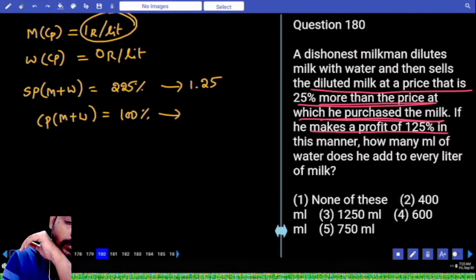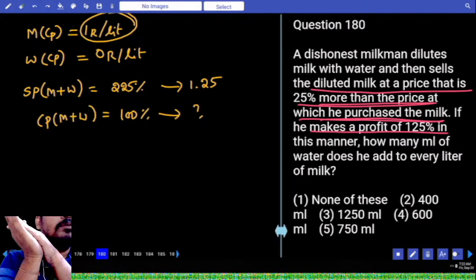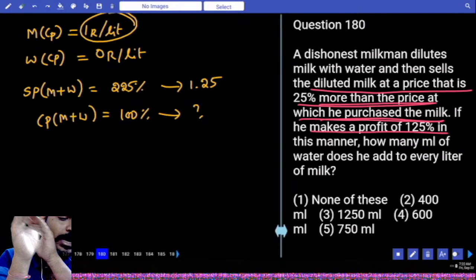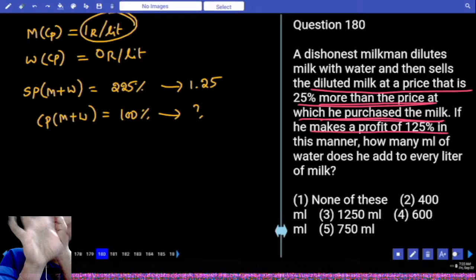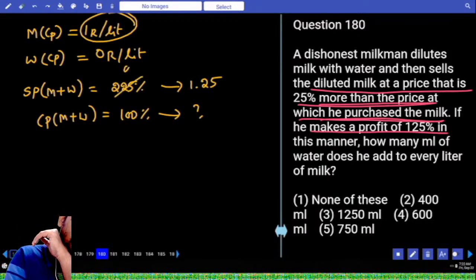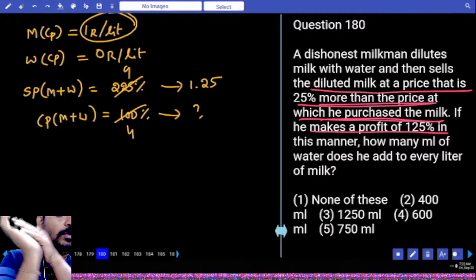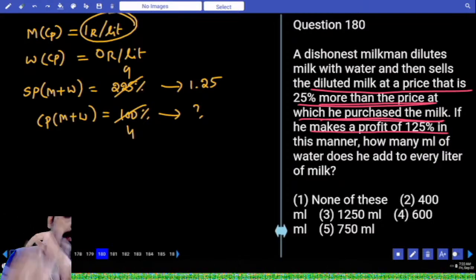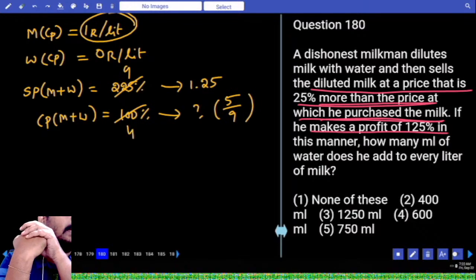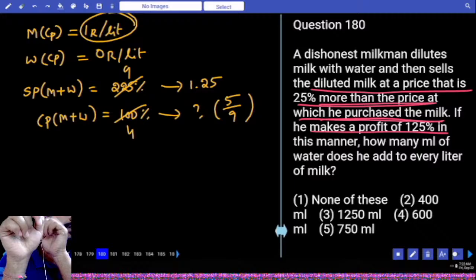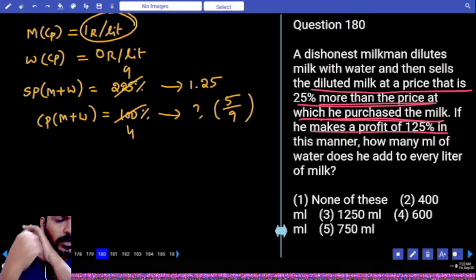In place of 225%, how many rupees is given? 1.25. Then we get the 100%, that is the cost price of the mixture. 225 is how many times 25? 9. 100 is how many times 25? 4. 4 into 1.25, 5 by 9, means the question mark value is how much? 5 by 9. Is that the cost price of the mixture or selling price of the mixture? Cost price of the mixture.